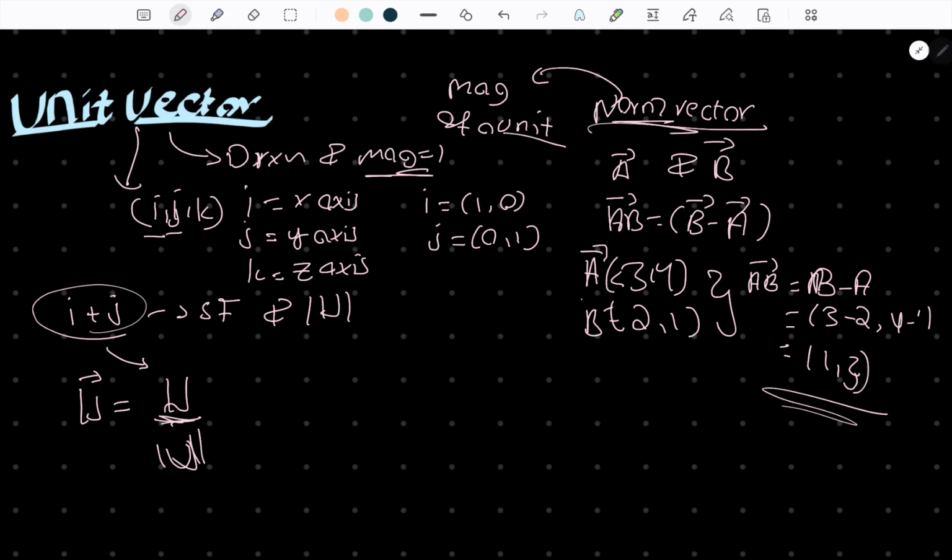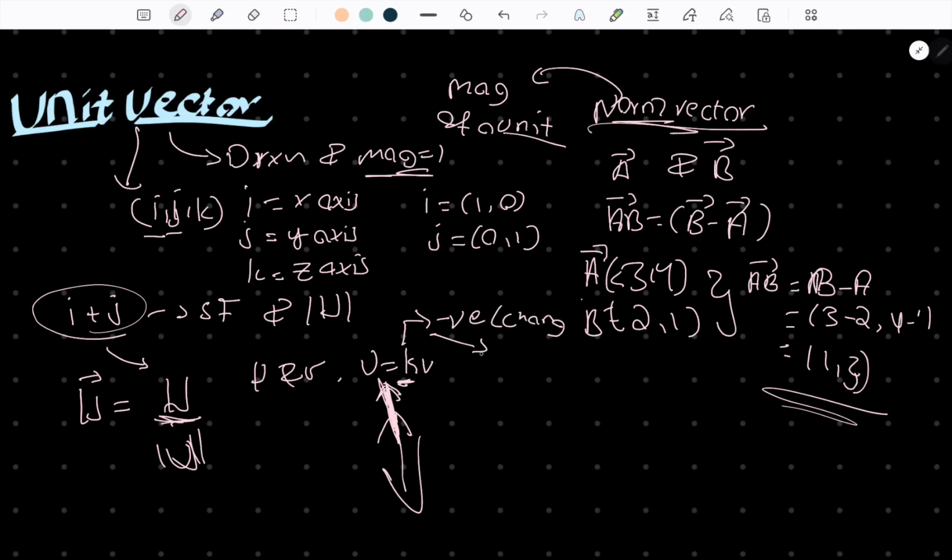So for parallel vectors u and v, u equals kv. This is because, for example, if it's pointing in this direction and we multiply it by k, it could either decrease the size and keep the direction the same, or increase the size but change the direction to the opposite. So if k is negative, then it will change direction. If it's positive, then it will stay the same.